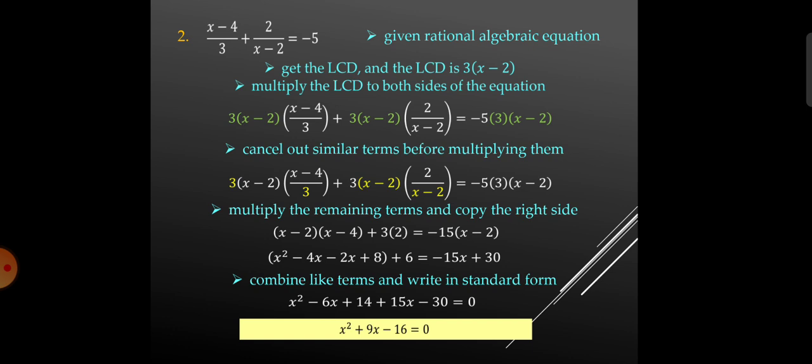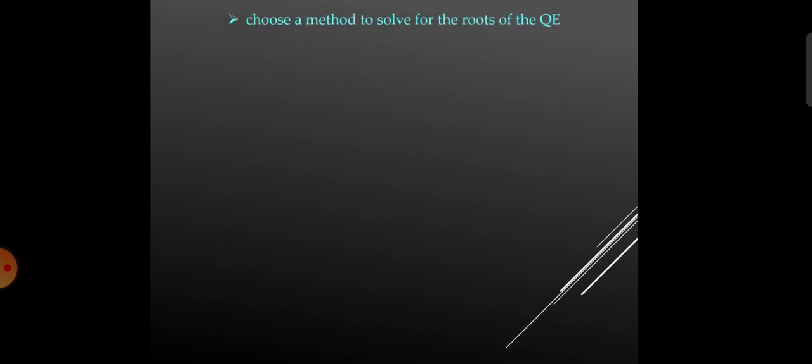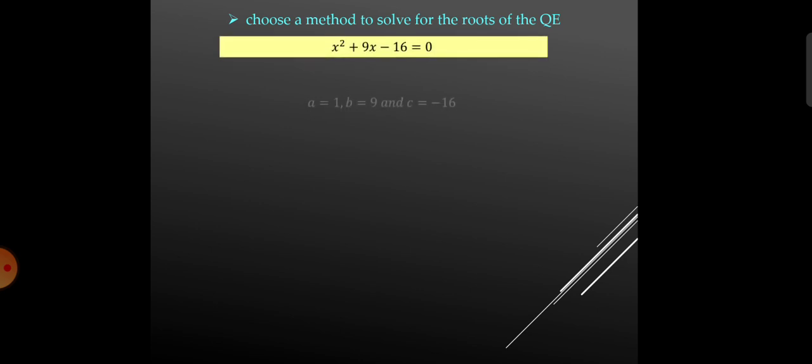So that is the rewritten quadratic equation: x squared plus 9x minus 16 equal to 0. So dili pa diyan human ang solution. We will look for a method to solve for the roots. So how are we going to solve for the roots? Choose a method to solve for the roots of the quadratic equation. And we can make use of quadratic formula. Para nako diri kani nga example, gamiton ang quadratic formula para dali ra kay dili man siya factorable nga equation. So using quadratic formula, identify A which is 1, B positive 9, C negative 16.